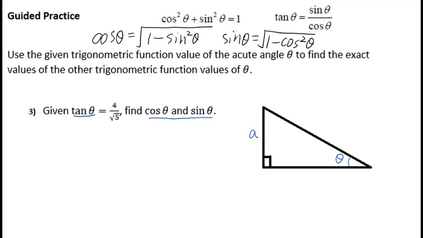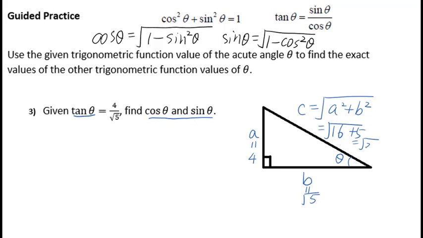We can label this as A, here's B. For tangent theta, that's A equals 4 and B equals square root of 5. We can figure out C equals square root of A squared plus B squared. A squared will be 16, B squared will be 5, so square root of 21.